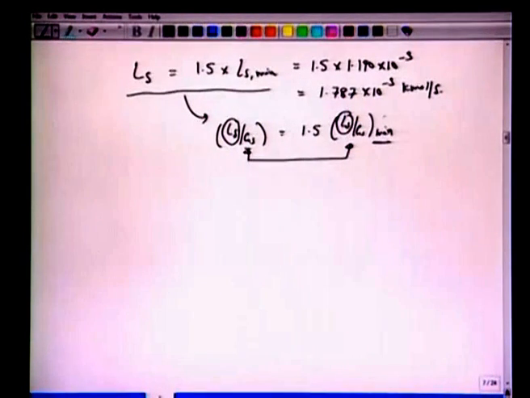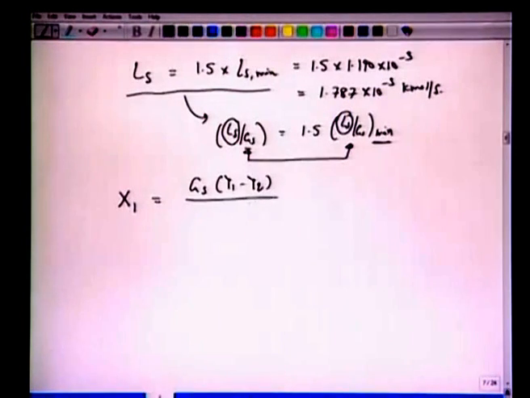Once you know LS, now again you can go back and put back in the same equations to obtain x1. So same operating line. Now we are rearranging to write x1 equals GS by LS times (y1 minus y2) plus x2. So from here we know LS. We can calculate 0.1190.